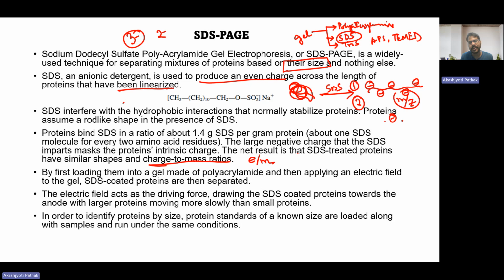Why? Because the one which has a larger size will have a proportionally larger number of negative charges. The one which has a smaller size will have its equivalent number of negative charges. So as a result, your charge to mass ratio will be the same when you add SDS to your protein. Okay.